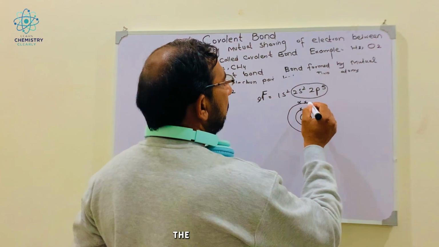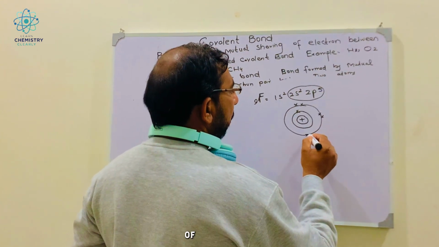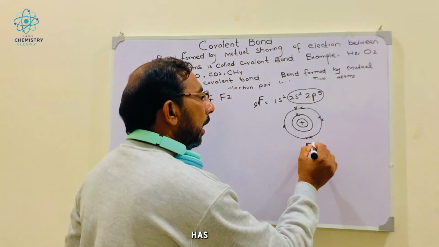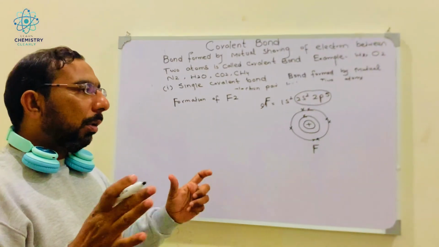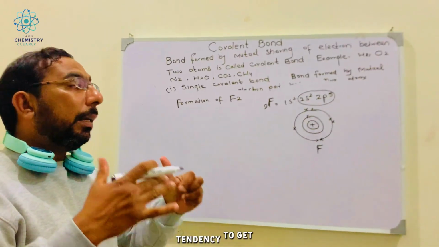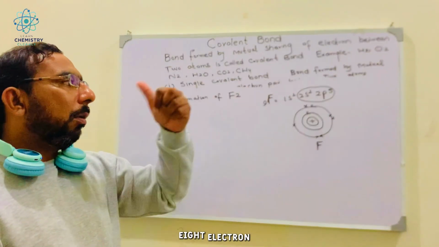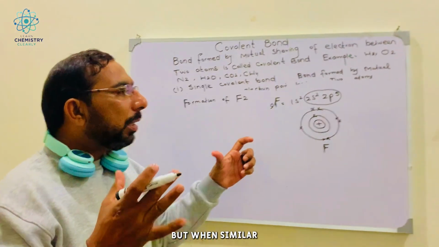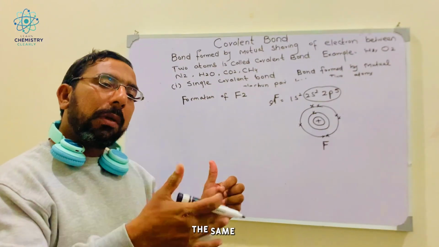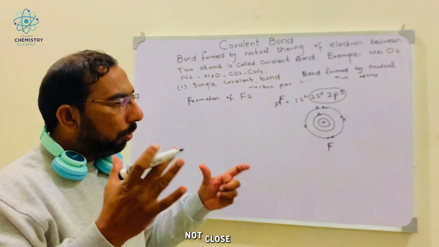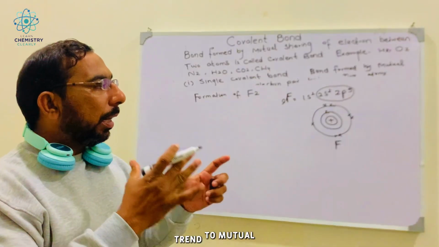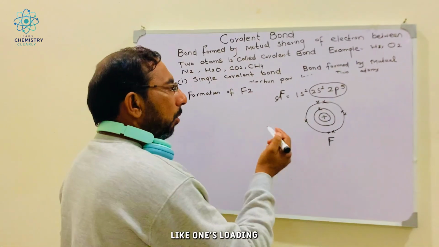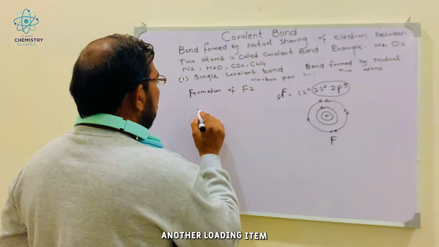If I express these electrons with the help of cross, you know this is one fluorine atom, and you know it has 7 electrons, and we have learned every atom has a tendency to get 8 electrons in its outermost shell. Now it needs only 1 electron, but when similar, identical atoms having the same electronegativity values come close to each other, they will have a trend to mutually share electrons rather than transfer electrons. Like one fluorine atom, I can write another fluorine atom like this.